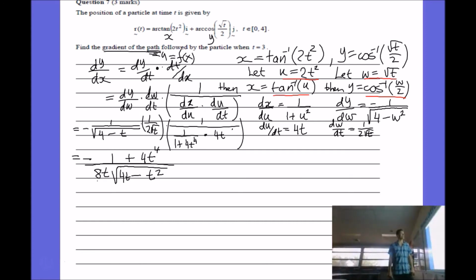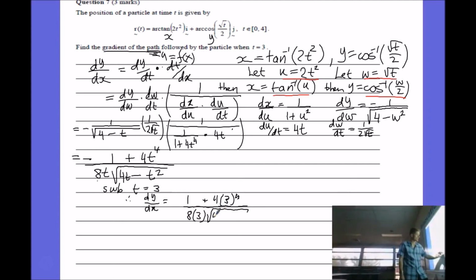Okay, so the last part to get our derivative at a point: we've got to substitute t equals 3 and do some by-hand numeracy. You're going to lay it out very carefully and not rush the calculation. So we substitute t is equal to 3, and therefore dy/dx is equal to 1 plus 4 lots of 3 to the power of 4, and then we've got 8 lots of 3 and square root, 3 minus 3 squared.